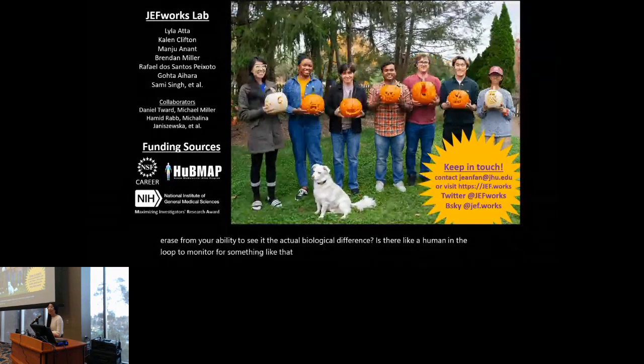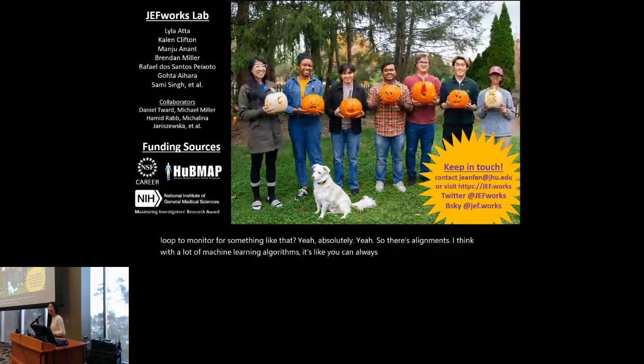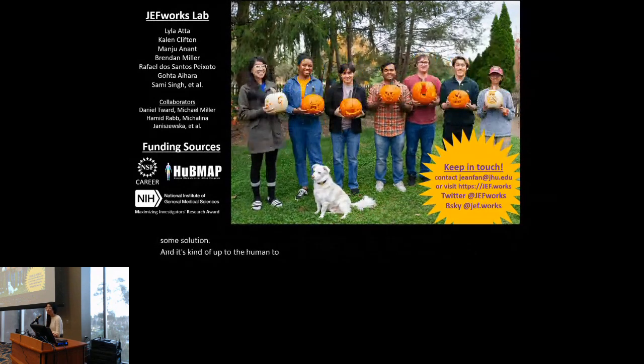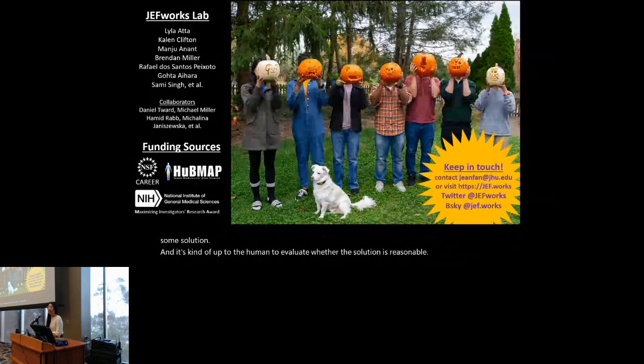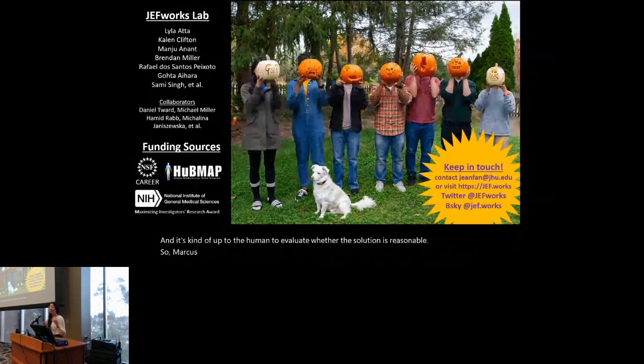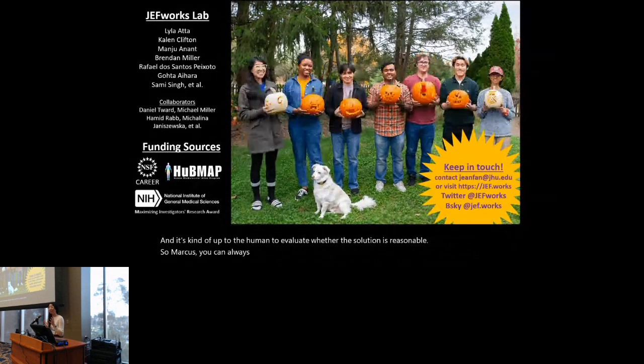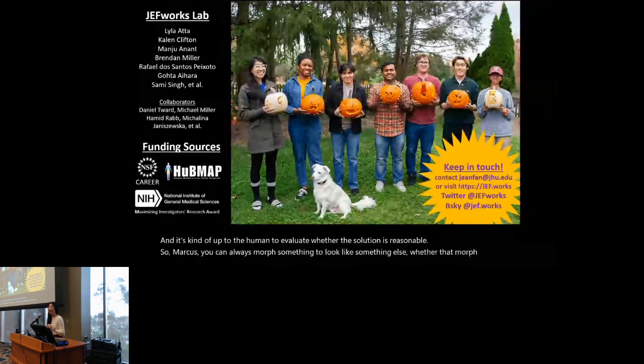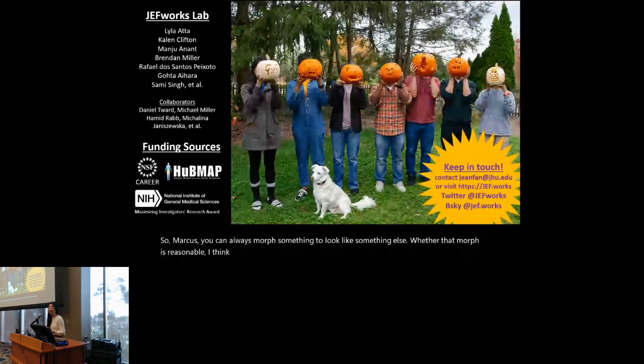Yeah, absolutely. So with these alignments, as with a lot of machine learning algorithms, you can always apply it and it will always give you some solution. It's kind of up to the human to evaluate whether the solution is reasonable. In our case, you can always morph something to look like something else, whether that morph is reasonable. I think, for us, we try to use actual transcriptional similarity as a gauge of that reasonableness.